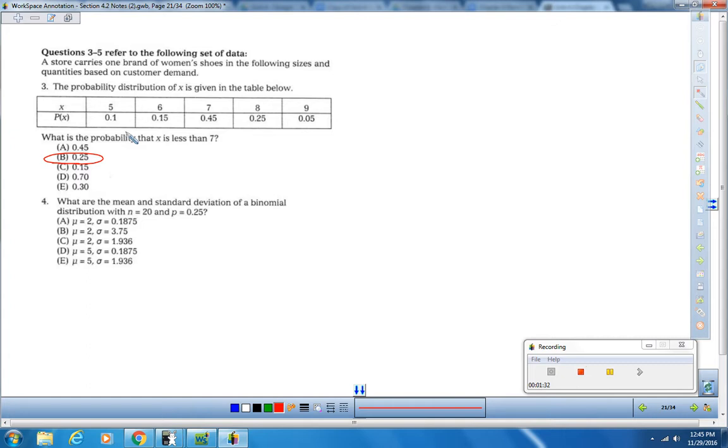Okay, the mean of a binomial is n times p, and this is on your AP formula sheet. The standard deviation of a binomial is the square root of n times p times 1 minus p. In this case, n is 20, p is 0.25. When I do 20 times 0.25, I get that the mean is 5. And when I plug the standard deviation into this formula, which is 20 times 0.25 times 0.75, and I take the square root, I get 1.936.